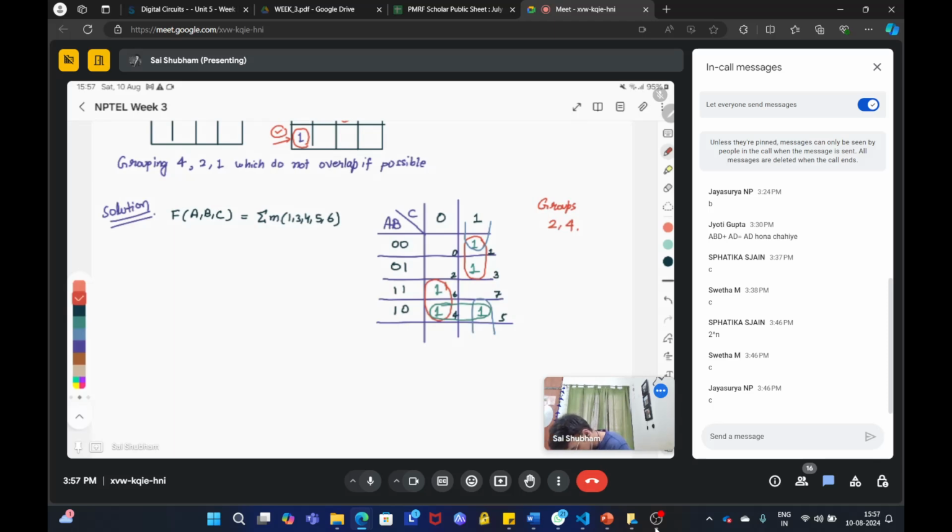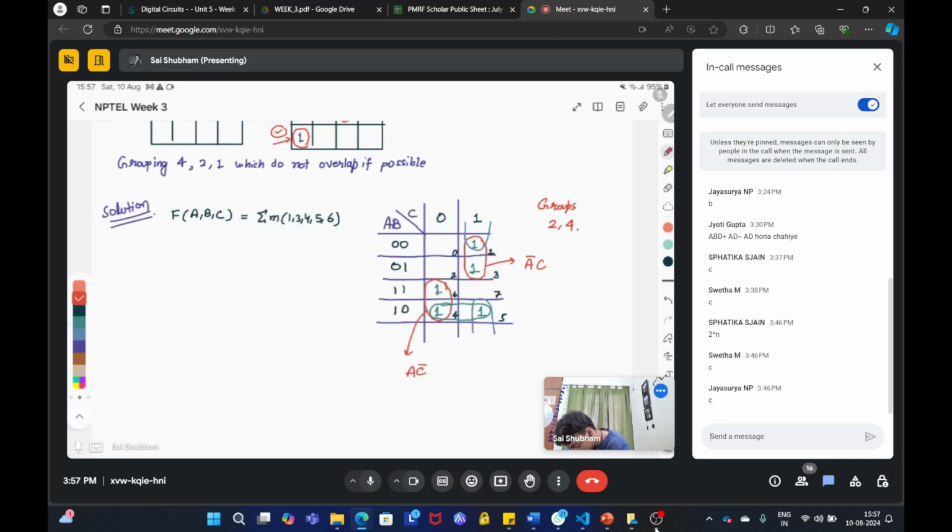It will be, so if you look at this, this will be A C dash, this will be A bar, sorry, this is A C dash. Okay. This will be A bar C.